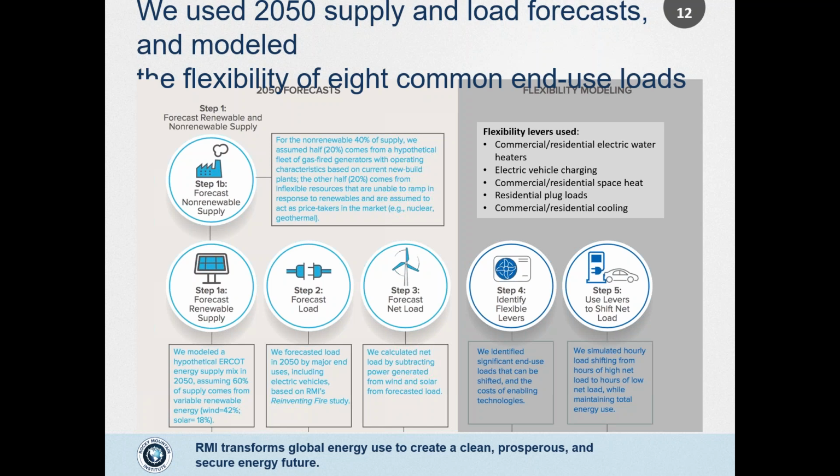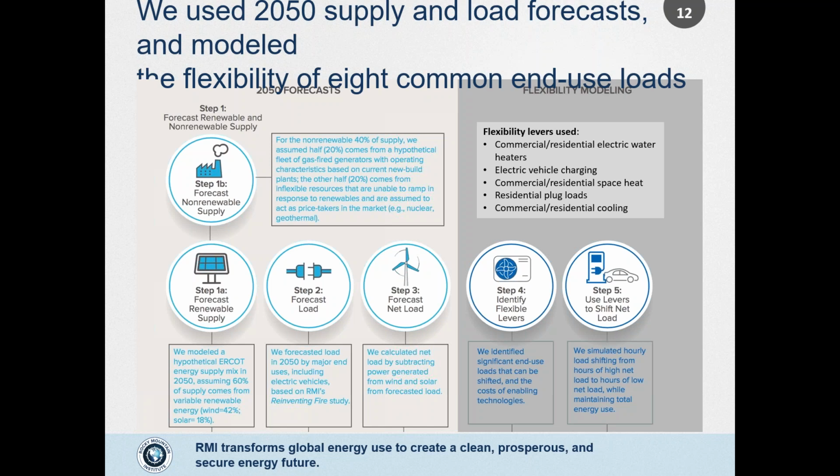We also used Reinventing Fire's outputs to model the hypothetical 2050 generation mix in ERCOT. And this was able to let us forecast what the generation would be at an hourly level. And so we assumed 60% of this energy came from renewable energy, wind and solar specifically. 20% came from inflexible resources like geothermal, and the remaining 20% consisted of very flexible gas-fired generation.